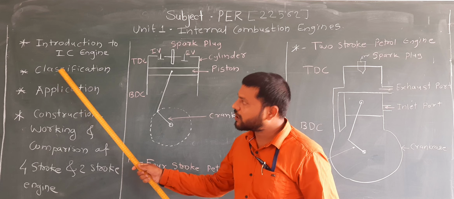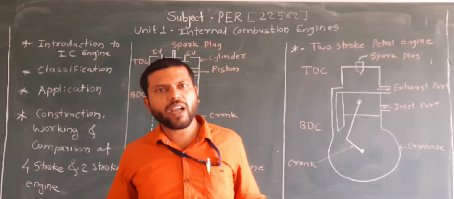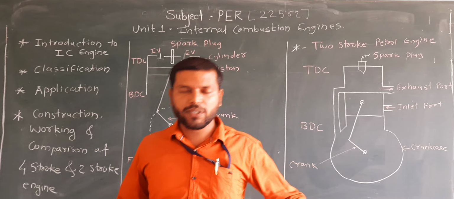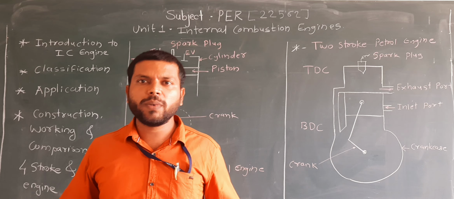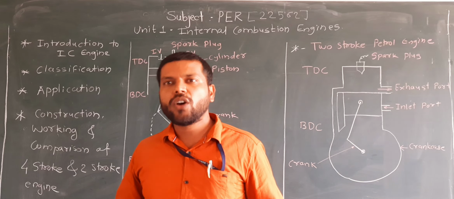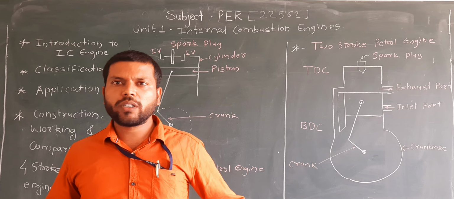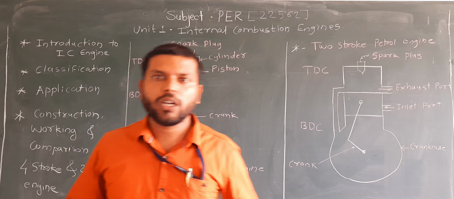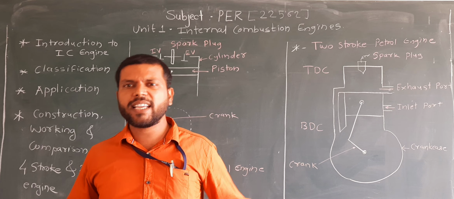Now we will move towards classification. The IC engine is classified into a number of types. First, according to cycle of operation: 2-stroke cycle engine and 4-stroke cycle engine. Next, according to type of fuel used: gas engine, petrol engine, diesel engine.